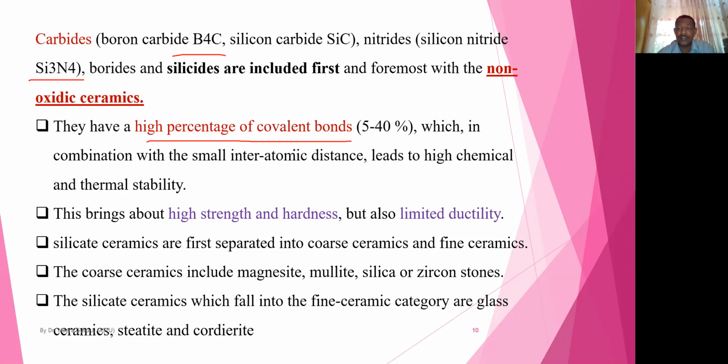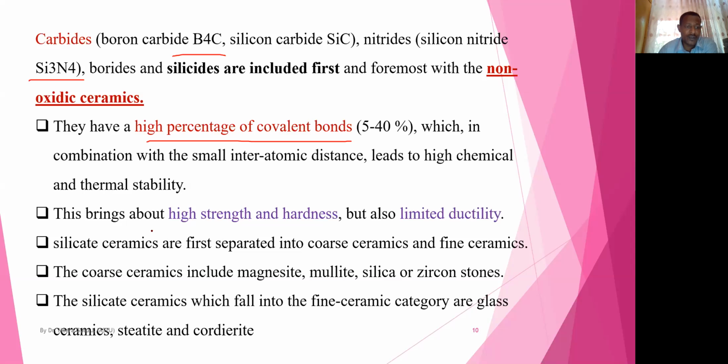So one advantage of ceramic material is that the interatomic distances are very, very small, which gives them high thermal stability. This means they can resist high temperature. Because of this, ceramics can be used in furnaces in industry, in metallic melting furnaces, and also in industrial applications like semiconductors. So their interatomic distance is very, very small.